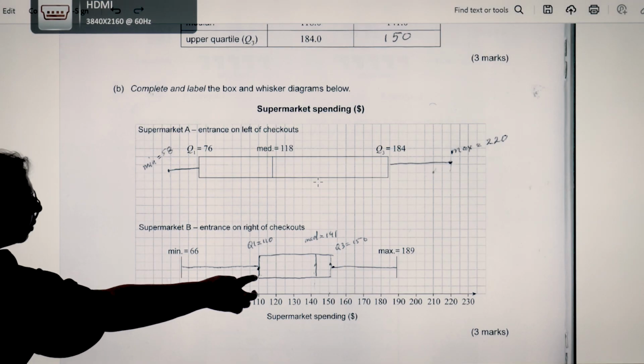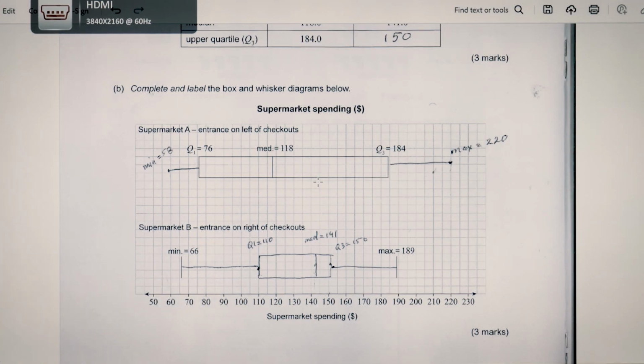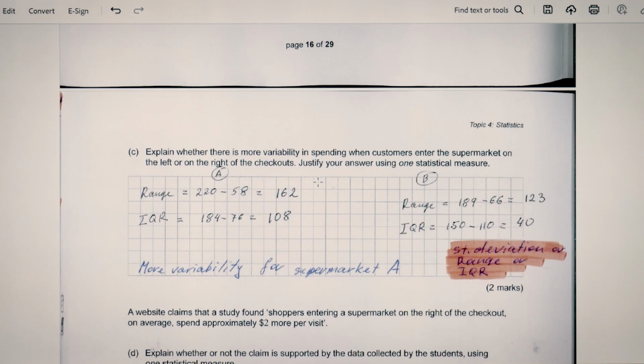Yeah, so if they put on the correct scaling, we're still counting, but it's always nice to see nice box plots, and some students doing it with a ruler. You say, oh, this student did well. Okay, so good work there. And then there is a discussion.